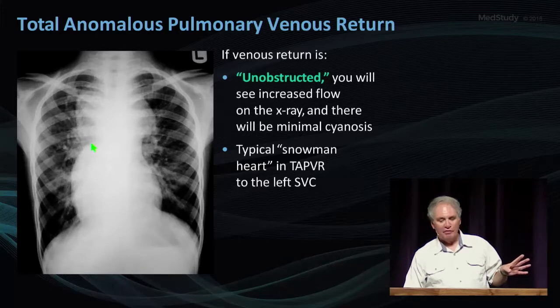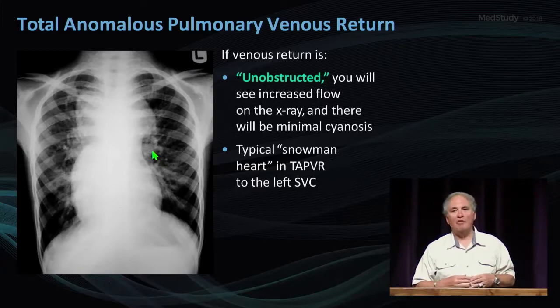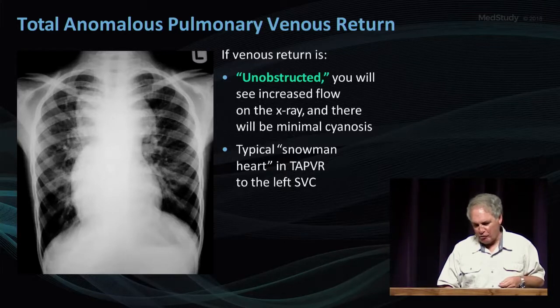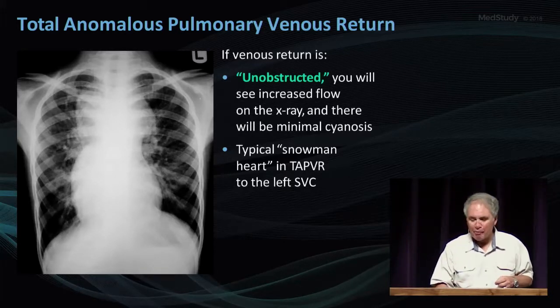Unobstructed pulmonary venous flow is going, and the pulmonary veins are not entering the left atrium. Instead, they're entering one of those left-sided superior vena cavas, causing this very funny snowman-shaped heart. And look at the vascularity on x-ray. It looks to be quite normal, okay? So this is one example of the pulmonary veins failing to attach to the left atrium. Minimal cyanosis, minimal symptoms. These kids do need to be repaired.